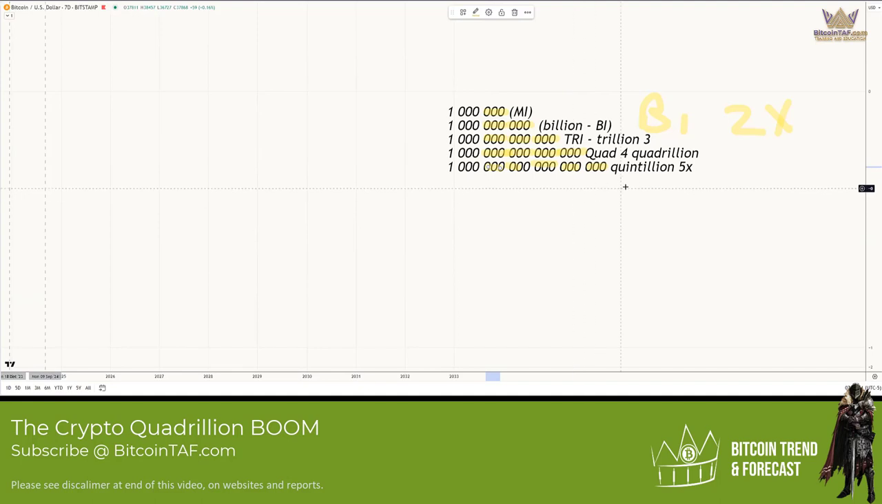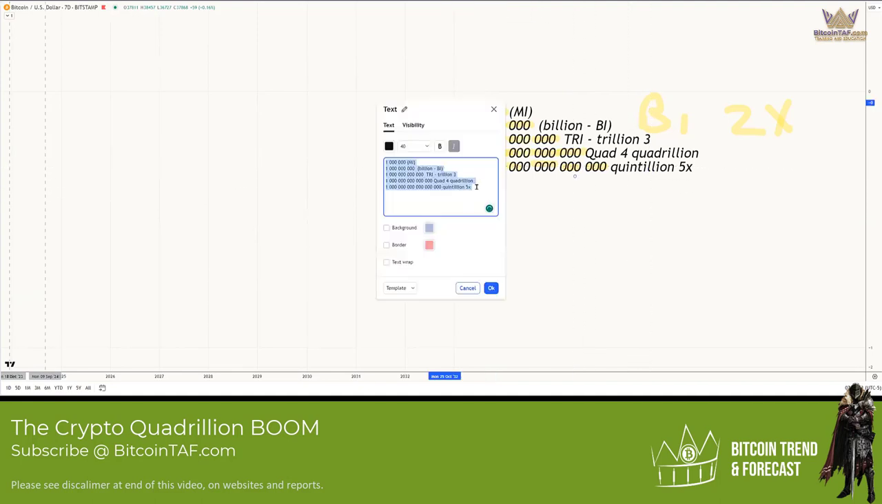I can tell you that because after quintillion, what happens is you've got sextillion. And then it goes all the way down to googol, which is about 100 zeros, if I'm not mistaken, 100 zeros. And before that you get gazillion, I think. Gazillion is basically 33 zeros.